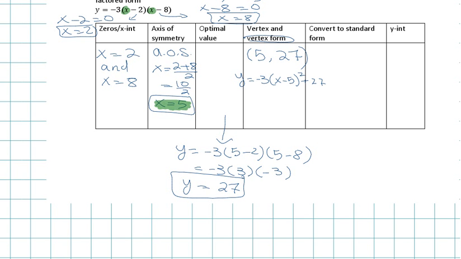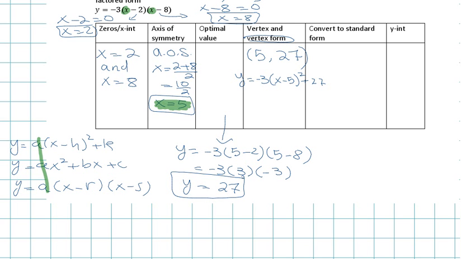The value of a is going to be the same with all 3 forms. Okay? You know how we have the 3 forms? We have the vertex form, the standard form, and the factored form. That a value is the same for all 3 formats. So if you know what it is in the factored form, it's going to be the same in the vertex form and in your standard form. So that's why I have a match here.